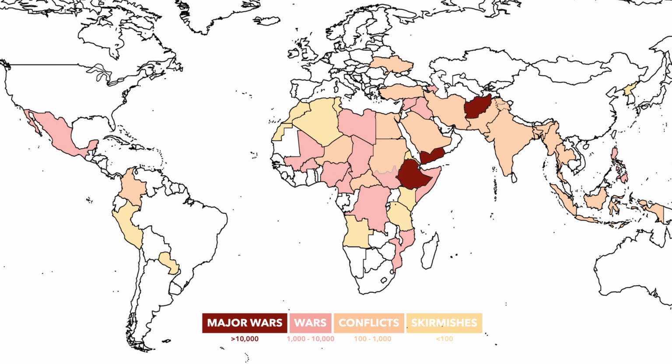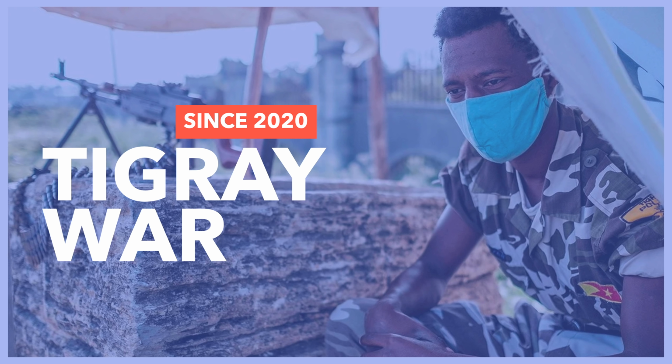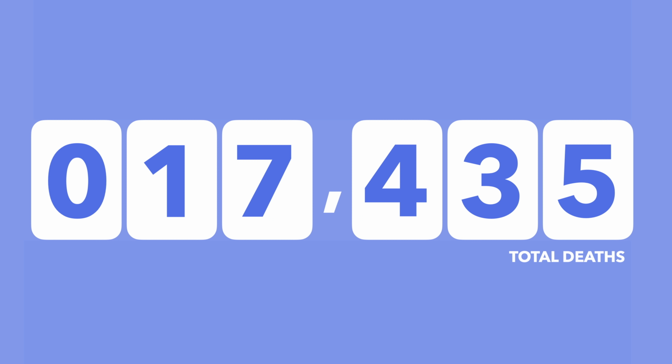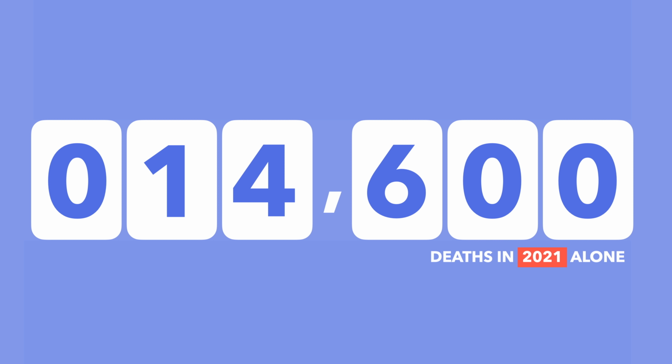Let's start with the deadliest, those categorized as major wars, starting with the Tigray War, a conflict involving Ethiopia, Sudan, and Eritrea. Despite the war only beginning in 2020, one of the newest on the list, over 17,000 people have already died, with the vast majority dying in 2021.